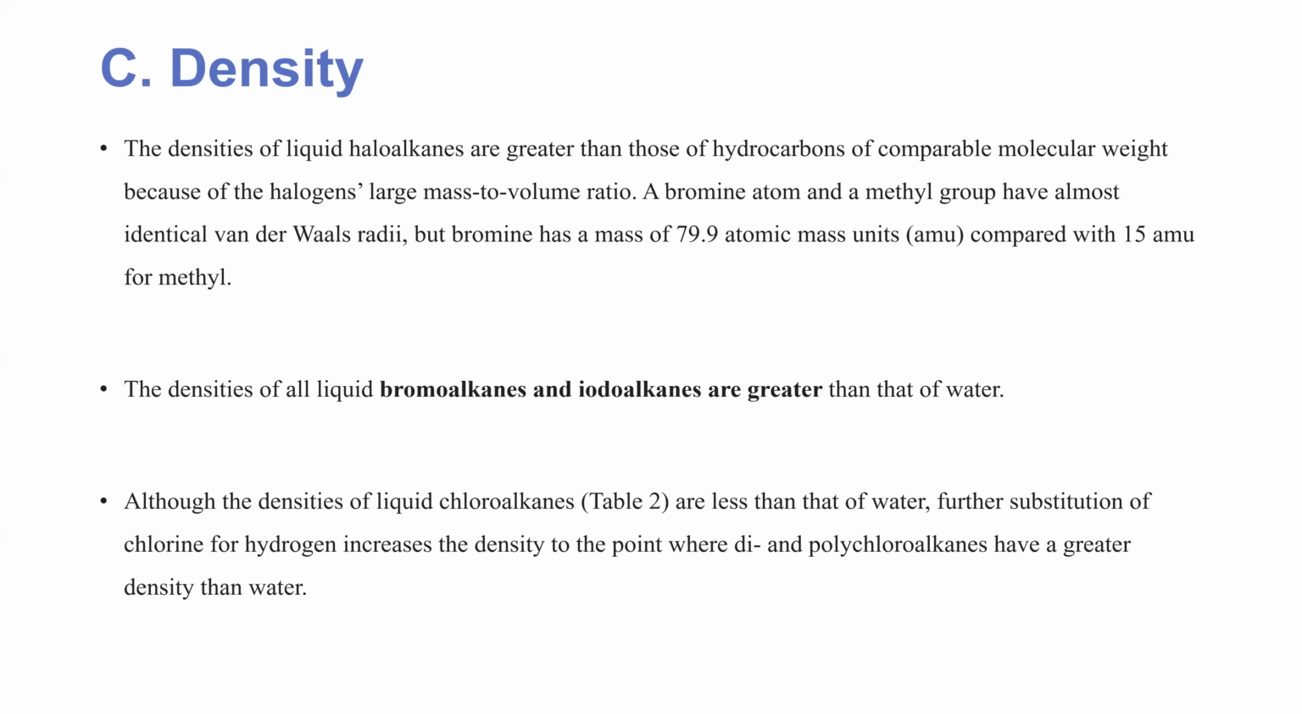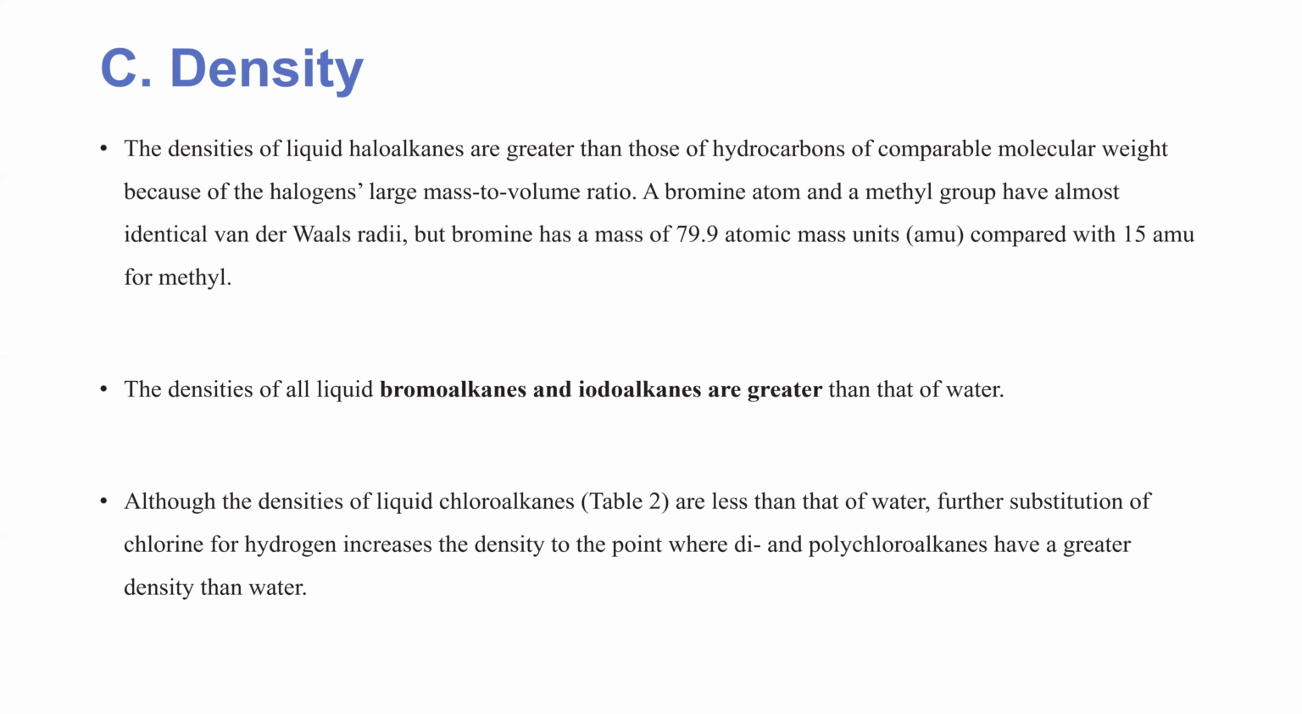water density is 1. And when there is a bromo and iodo, which are the bigger halogen atoms, and they have high mass, of course that is making their mass to volume ratio higher and giving the greater density value. So they are denser than the water.